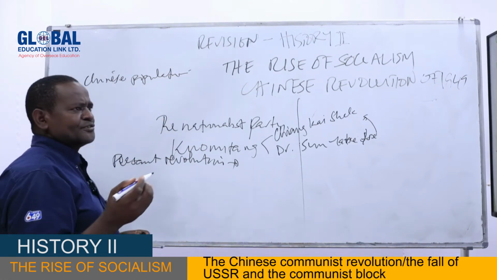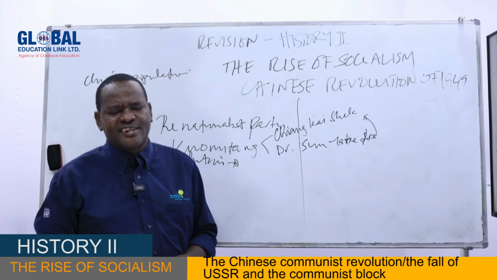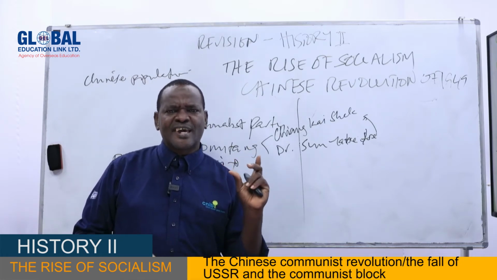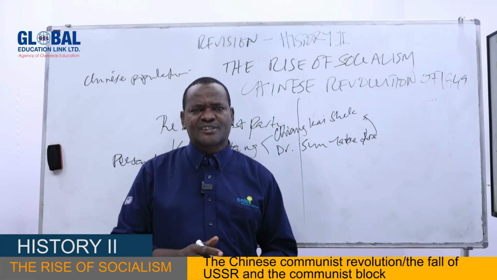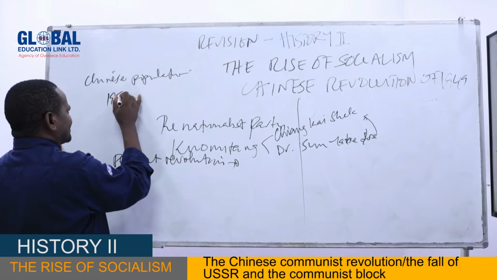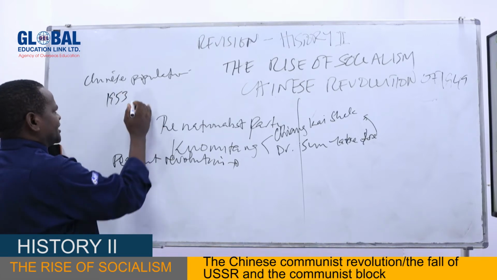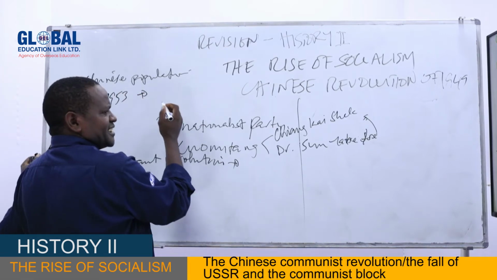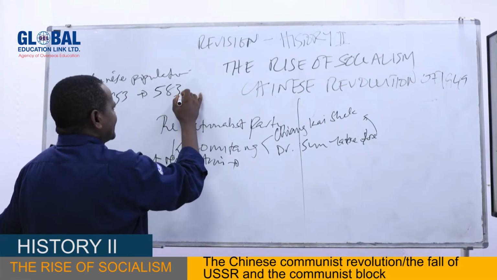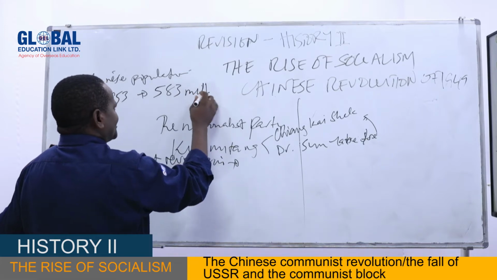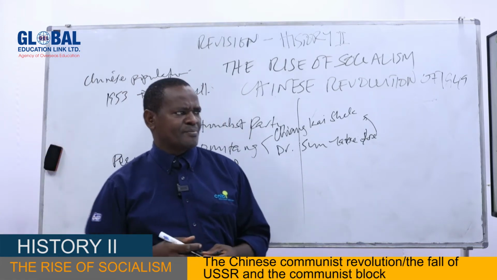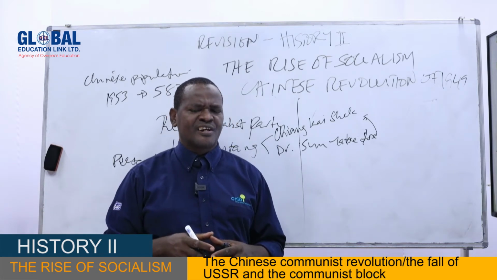The population of China was so large. As we can see today, it extends to 1.45 billion people. But during those days, during 1949, according to the census of 1953, that means some 4 years after the revolution, the Chinese were about 583 million people. So you can imagine, 583 million people. That's a very, very huge number of people. So the Chinese population was very, very high.